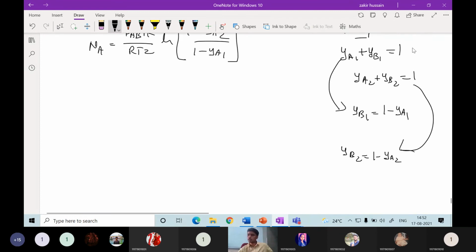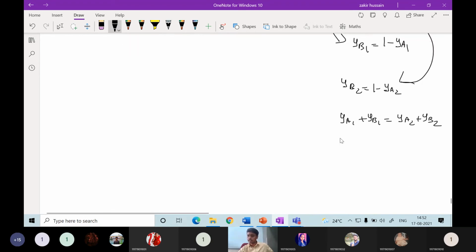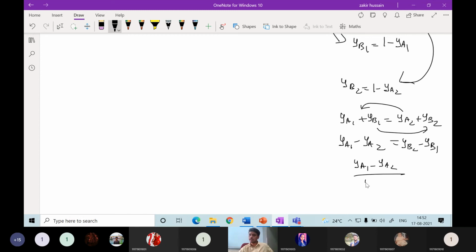When you equate both of these equations, what will we get? YA1 plus YB1 is equal to YA2 plus YB2. Why? Because the right hand side of both is 1, 1 equal to 1. Therefore, we can write YA1 minus YA2 on this side, and we send the other terms to this side, that is YB2 minus YB1. Therefore, YA1 minus YA2 divided by YB2 minus YB1 is equal to 1.